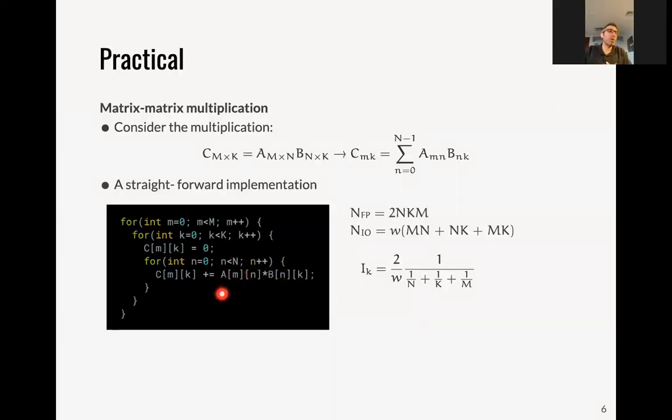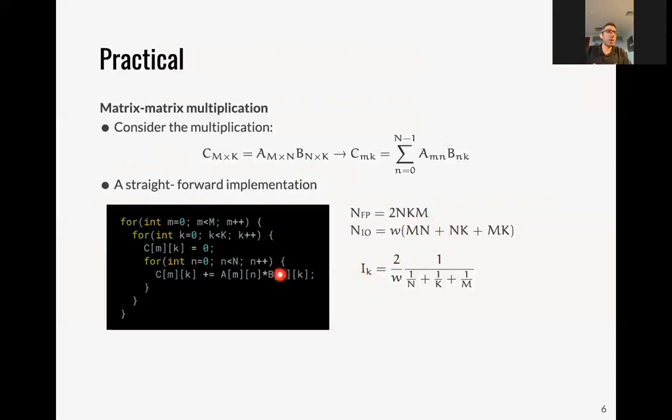You can avoid maybe one floating point operation because you don't necessarily need to add in the first iteration, but that's really just minor. When n is large, this will be a minor improvement in the number of floating point operations you need. So that's how you come to this NFP being 2 times n times k times m.